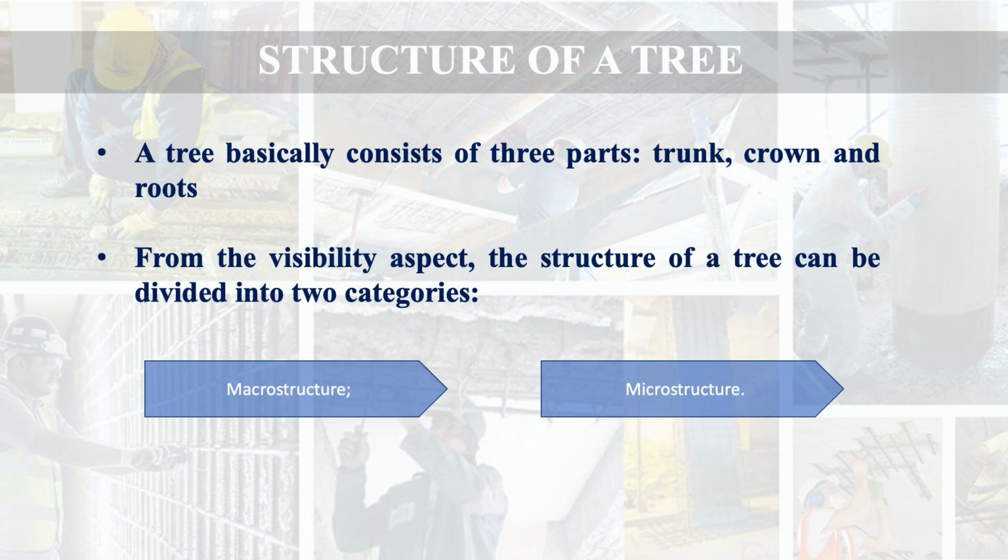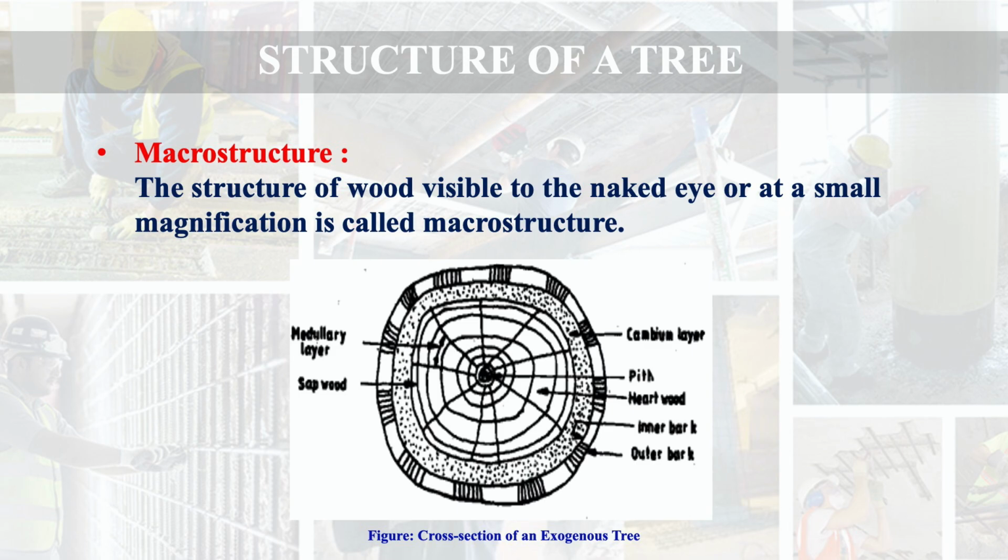First, let us talk about macrostructure. The structure of wood visible to the naked eye or at a small magnification is called macrostructure. Means the structure which you can see with the naked eye or with little magnification will be called macrostructure.